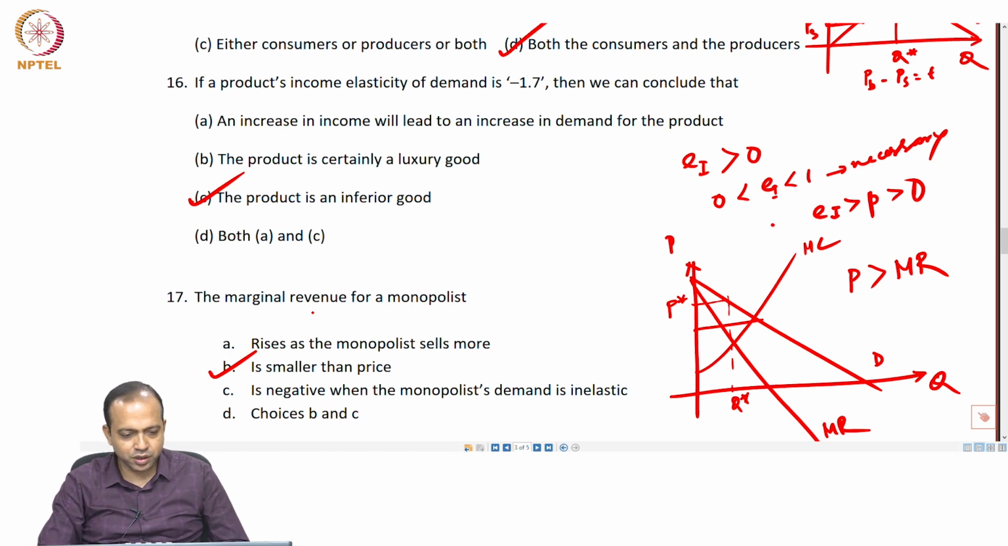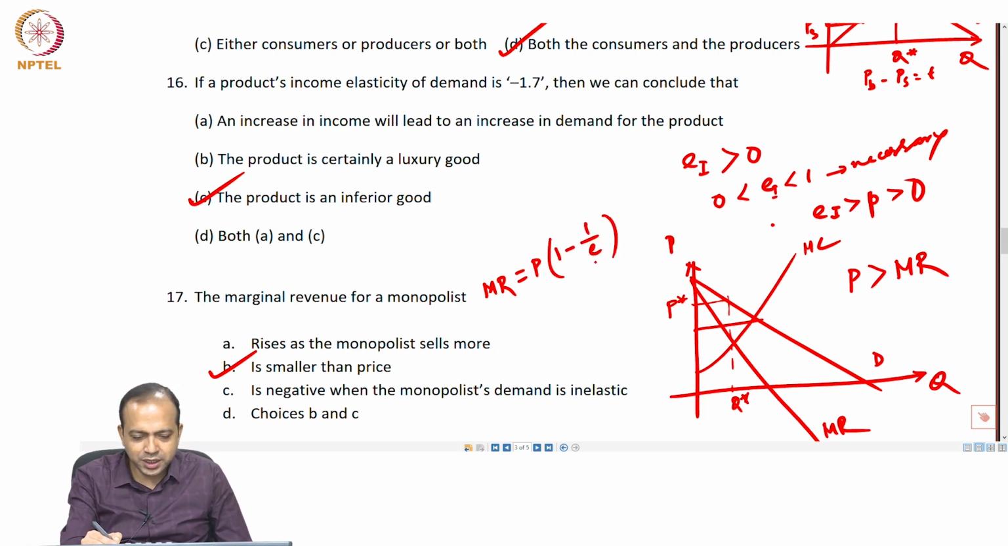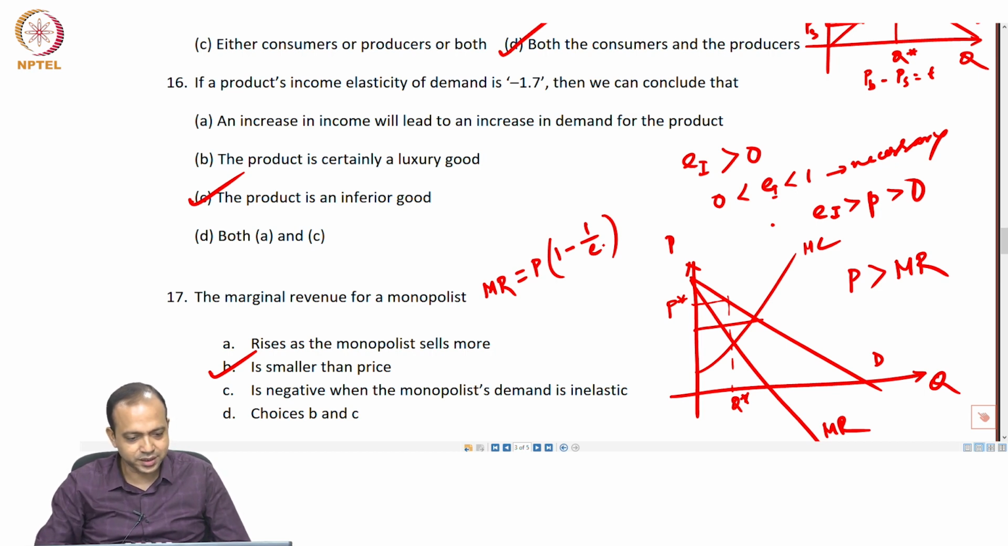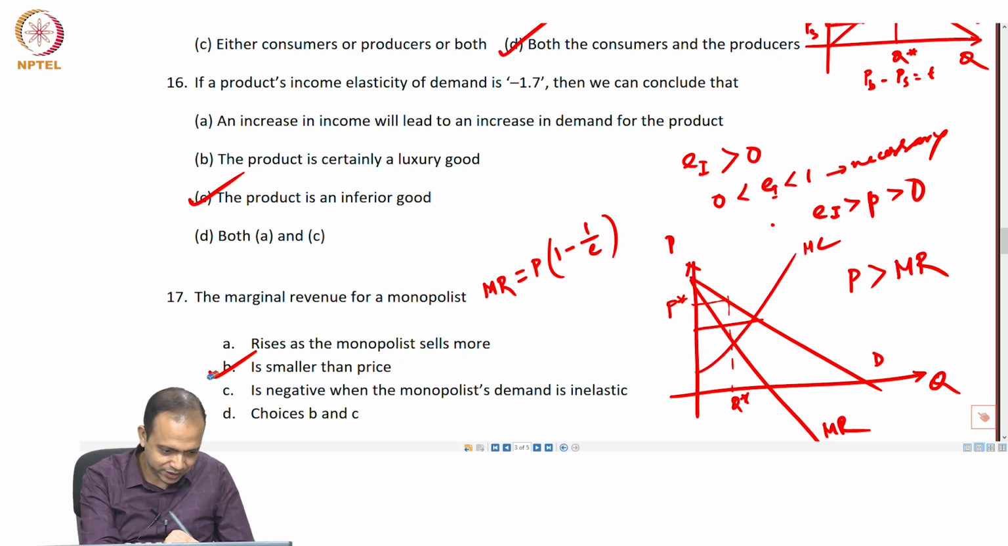Is negative when the monopolist demand is inelastic, that is also true, because of the relationship between MR, P and the elasticity, if you recall, MR equals P into 1 minus 1 by E. So, when demand is inelastic, E is less than 1, yes, that is also true. If it is inelastic, that means E is less than 1, MR would be negative. So, this is also true. That means the answer should be both B and C actually.